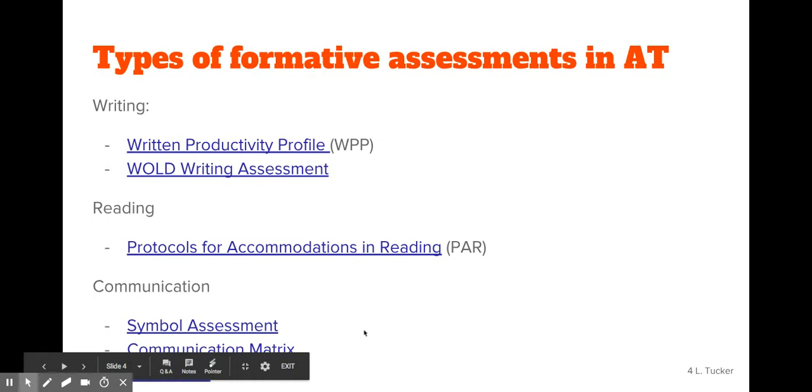So the first one is a symbol assessment to see, can a student understand symbol relationships and understand that maybe a cup could mean I need a drink. So instead of looking at the action of drink, can they use a symbol and understand function and organize symbols into categories? The next one is the communication matrix, and through a series of interviews and observations, it helps you to establish a baseline of the student's communicative functions.